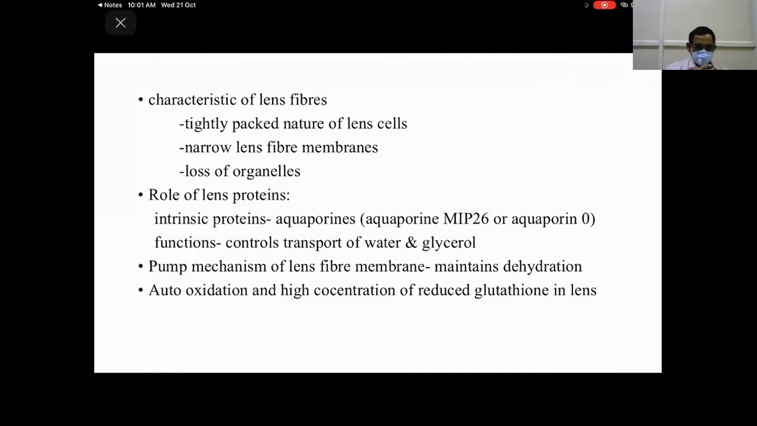Role of lens proteins. These are intrinsic proteins belonging to a superfamily of aquaporins and are classified as aquaporin MIP26 or aquaporin 0. It serves two functions: it controls transport of water and glycerol, and the pump mechanism of lens fiber membrane maintains dehydration, and auto-oxidation and high concentration of reduced glutathione in lens.